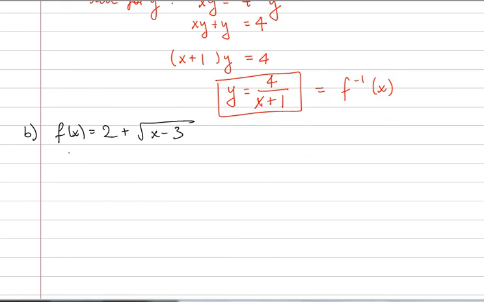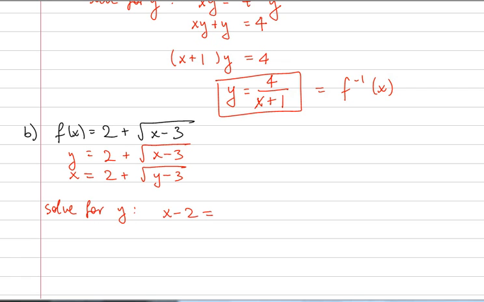The inverse function of this is computed in the same way. So y equals 2 plus square root of x minus 3. Then we switch x and y, so x equals 2 plus square root of y minus 3. And now we're solving for y. So first we get the square root on one side by itself. So we have x minus 2 equals square root of y minus 3.